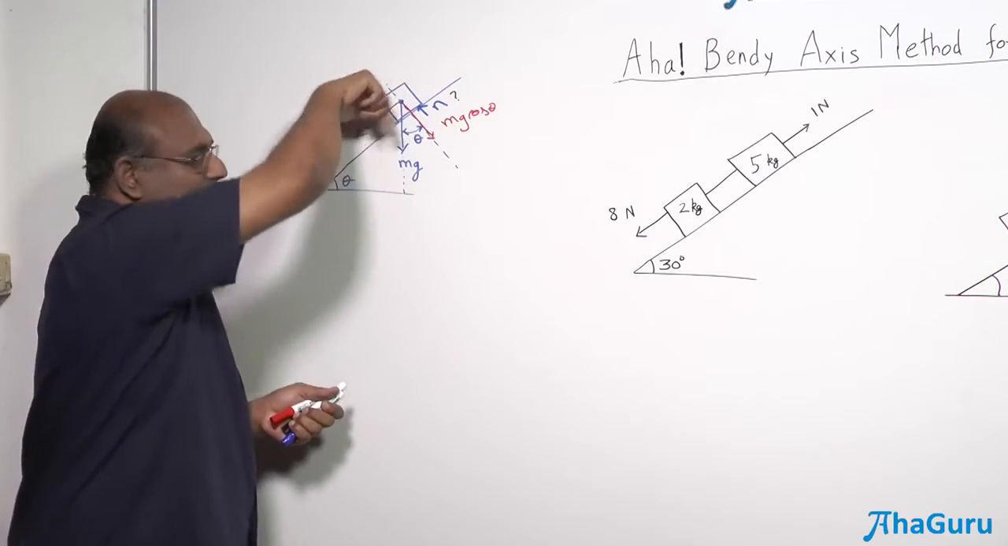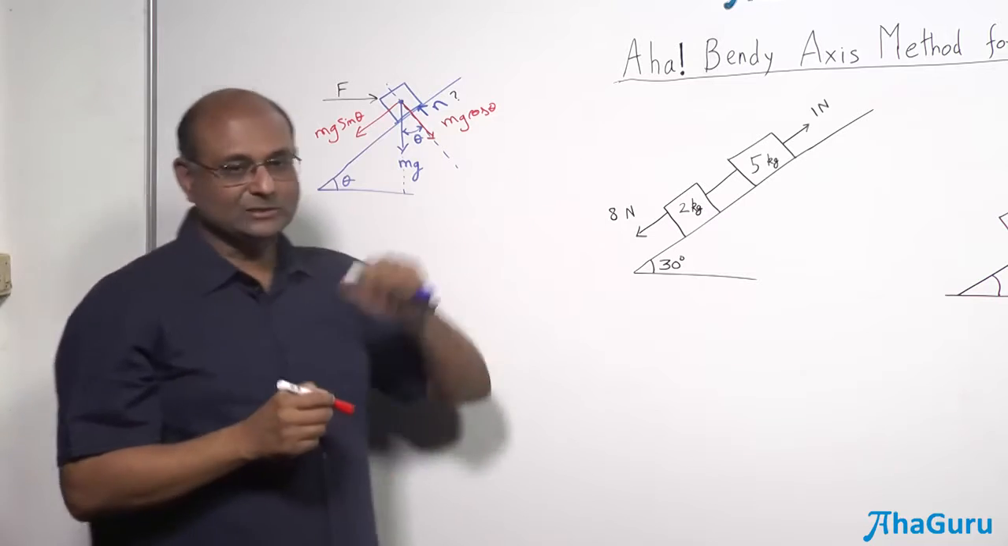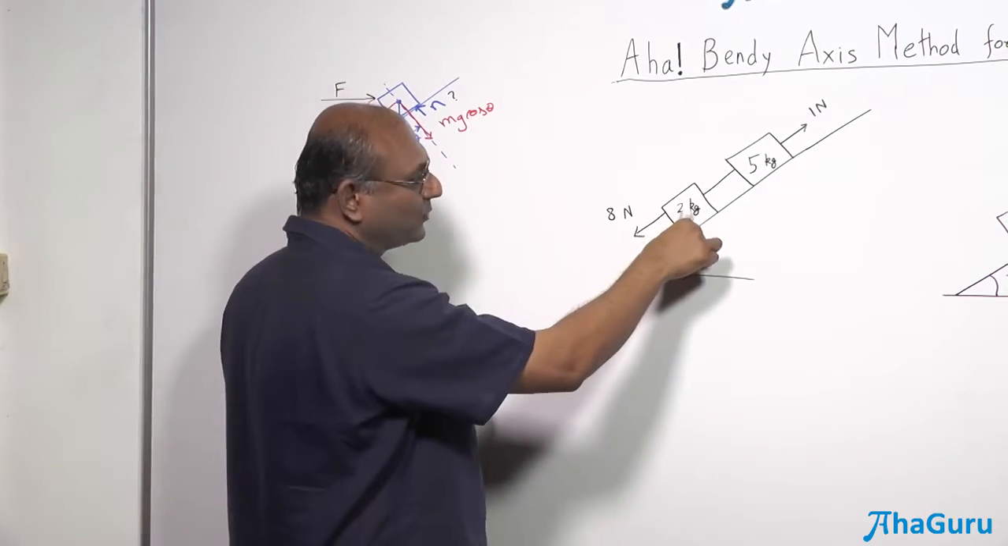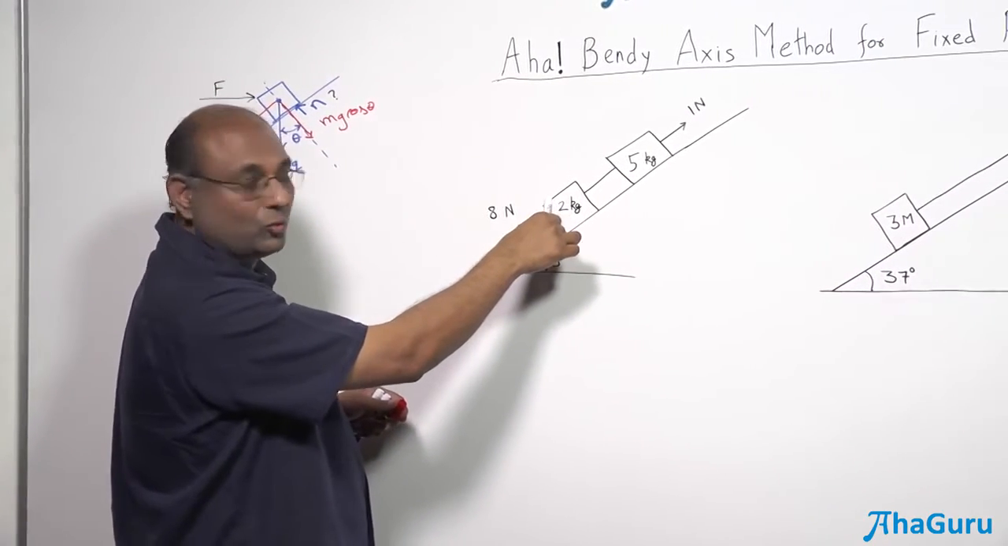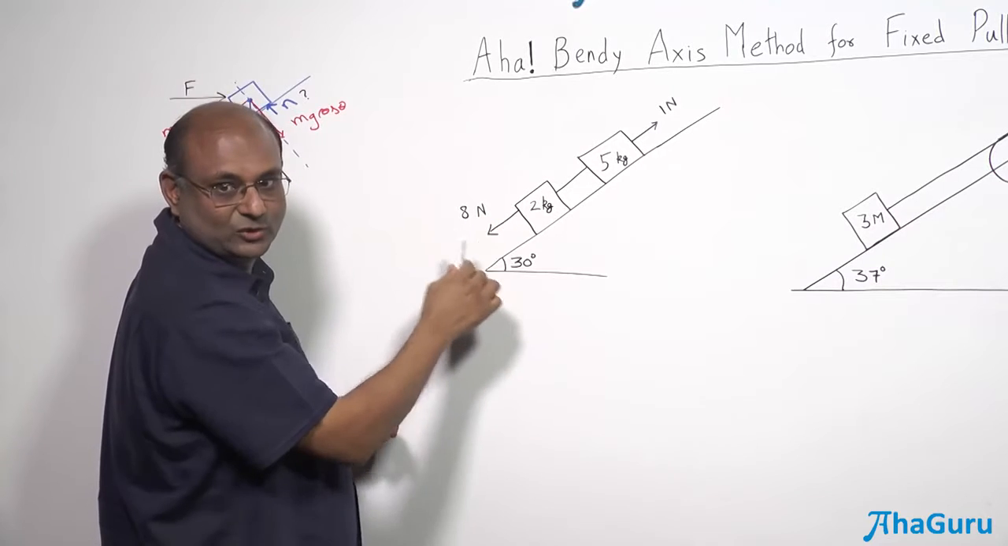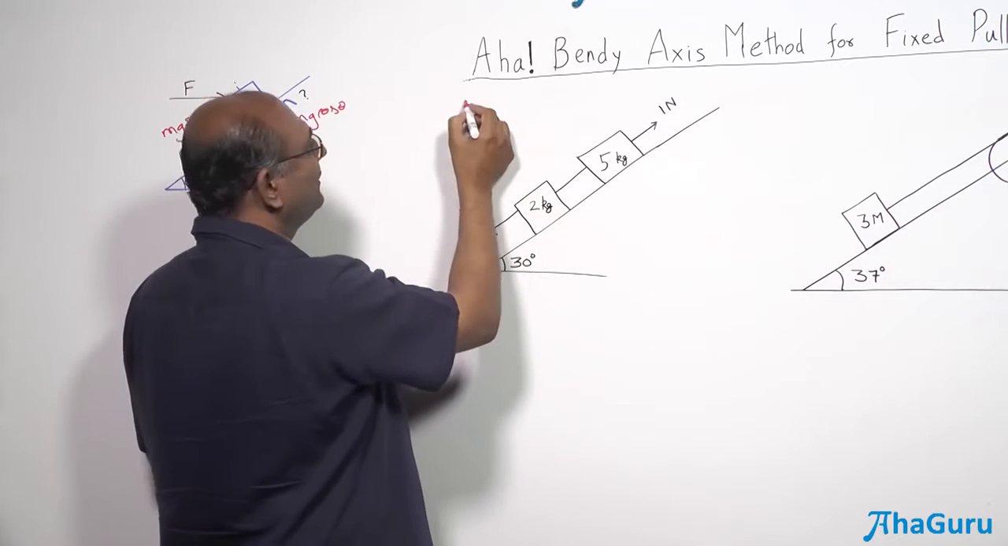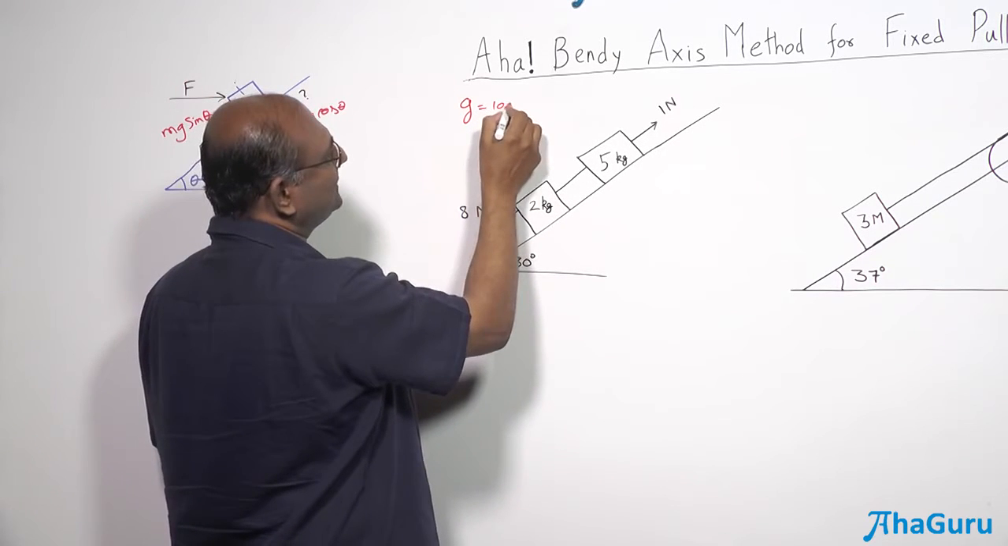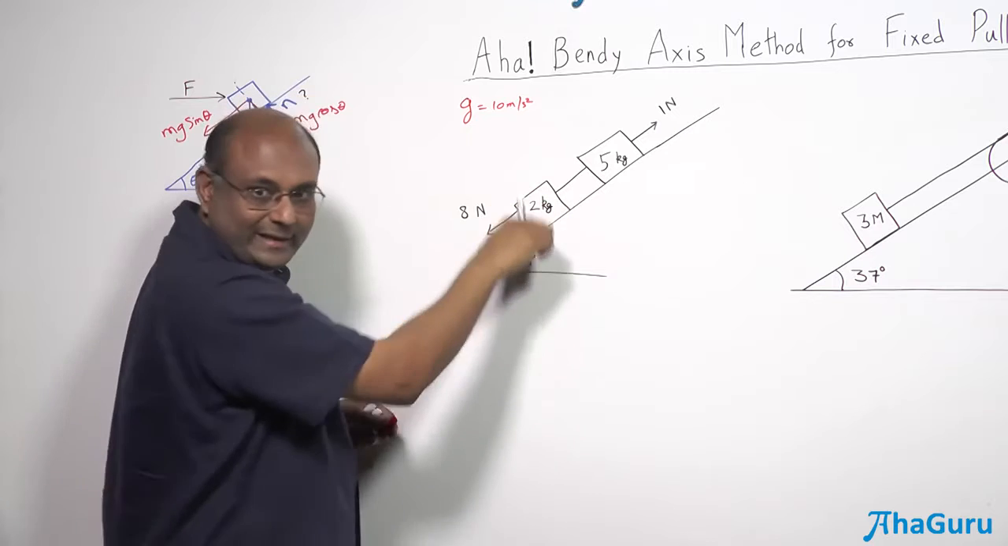Sorry, this as mg sin theta and that as mg cos theta. So if I take this question, what should this force be? 2 into g, because mass is 2. So this must be how much? 20. So we are going to take g as 10 meters per second square. So this is 20.